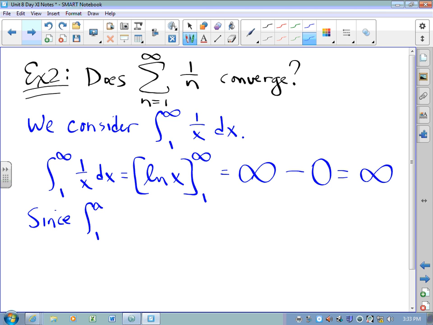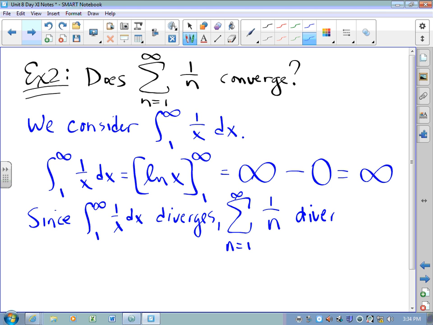Since the integral from 1 to infinity of 1 over x dx diverges, the sum of the 1 over n's from 1 to infinity also diverges. Whatever the one does, the other does. If you're trying to figure out whether or not a series converges or diverges, and the function associated with it is easily integrable, try it. It's not a bad idea.